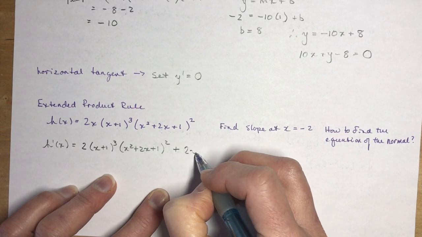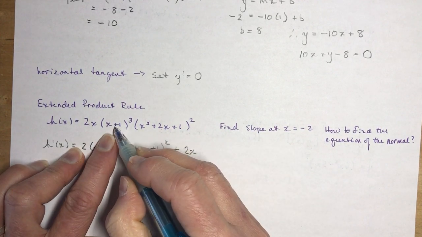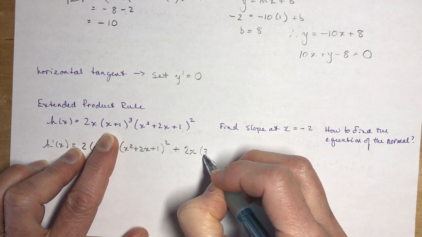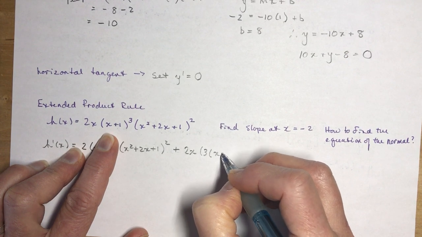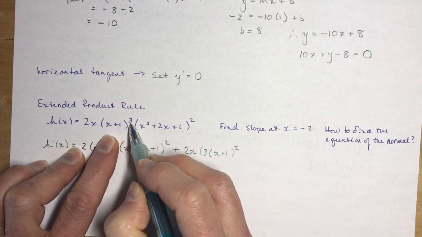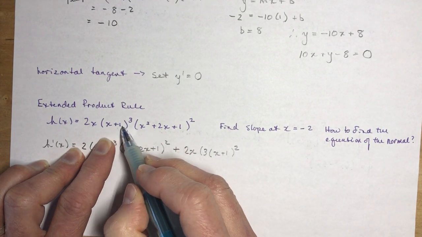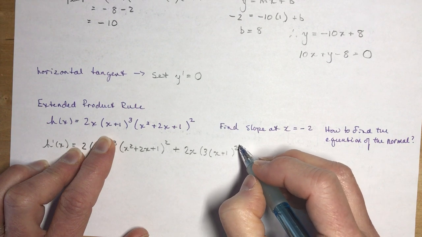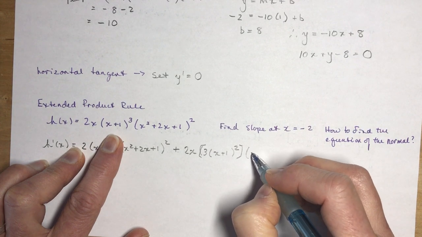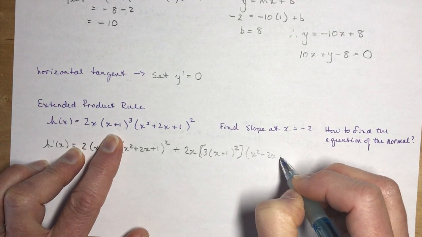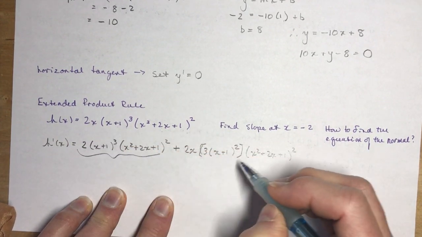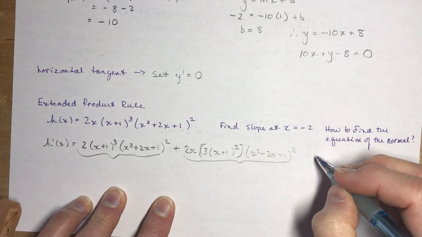So this time I'm going to leave 2x, and I'm going to take the derivative of (x + 1)^3. Don't forget, this is a power rule. So I have 3(x + 1)^2. The derivative of the inside is just 1. I'm going to put these in square brackets so you can see it better. Then I have this one here, (x² + 2x + 1)². So that's the first one, here's the second one, and I have to do one more.